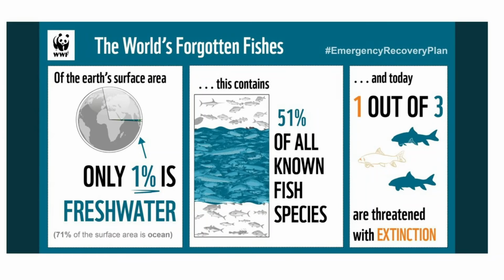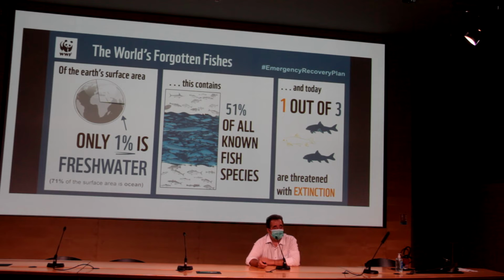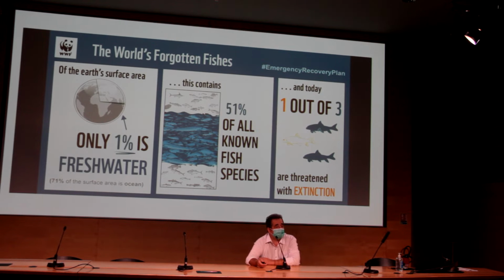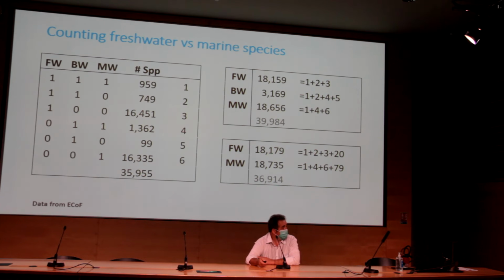What first drew our attention was this poster of WWF saying that 51% of all known species are in fresh waters. And at first we reacted very basically. We said, well, if there are 51% of species in fresh water, there are 49% that are not in fresh water. But that's not what it means, in fact.